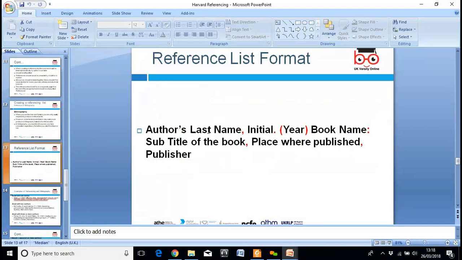The format is the author's last name, the initial, the year, the book name, subtitle of the book, the place where it's published, and the publisher. Right.